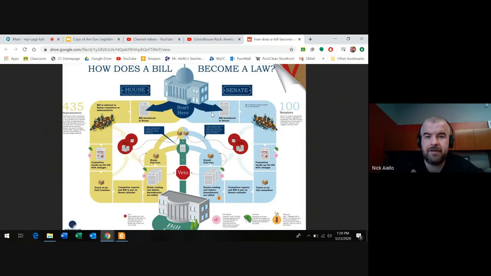The Senate marks up their own version of the bill just like the House did. So let's look at our agriculture bill that we just talked about. I'm passing a bill on agriculture and regulations and guidelines that farmers have to follow. I've passed it through the House. Now the Senate does the same thing. They're going to assign committees and subcommittees. They're going to mark it up. They're going to come up with their own ideas and provisions they want in it. And then they will vote upon it too.